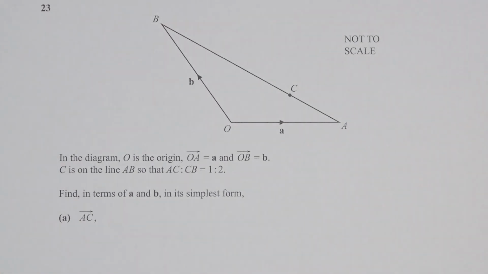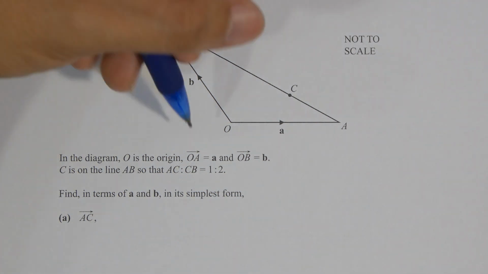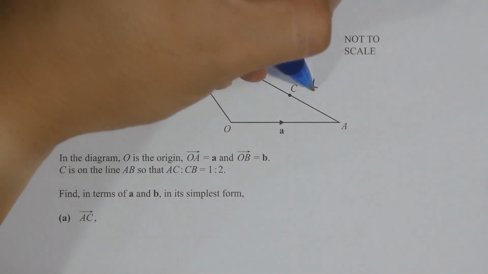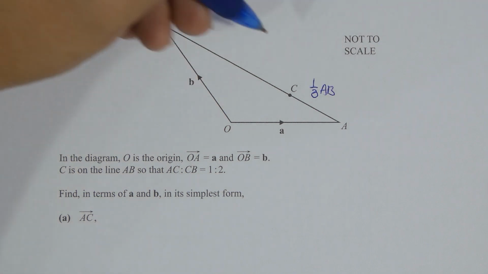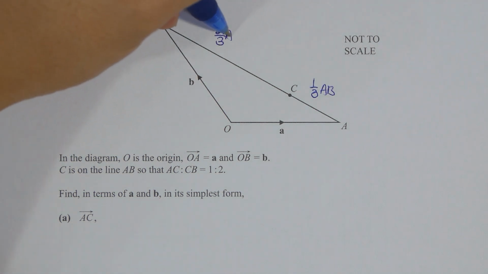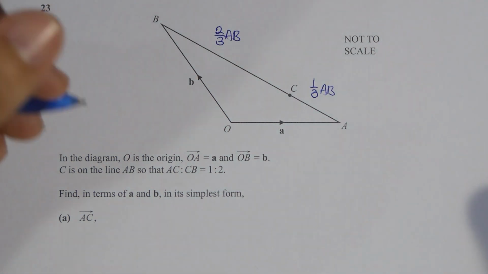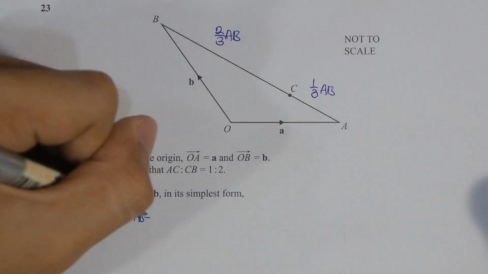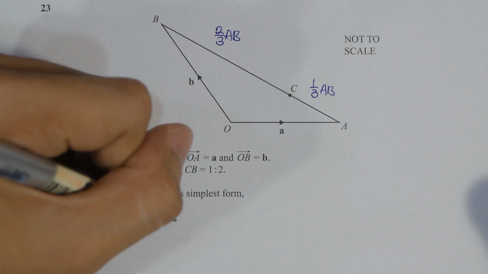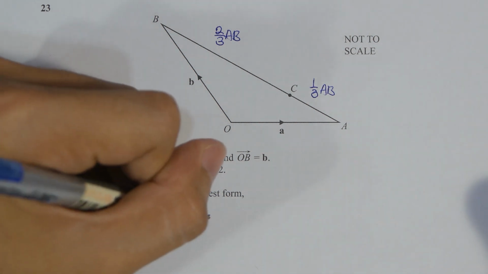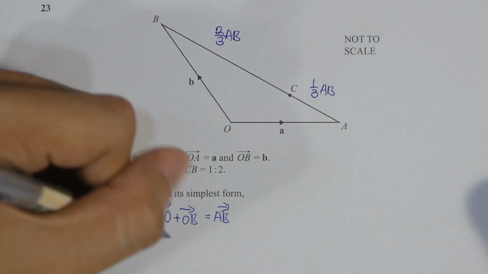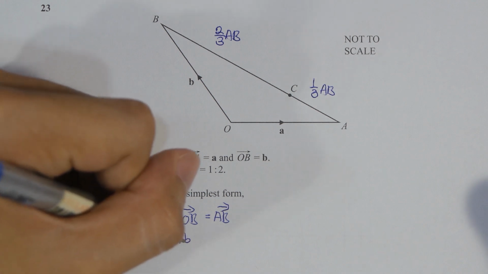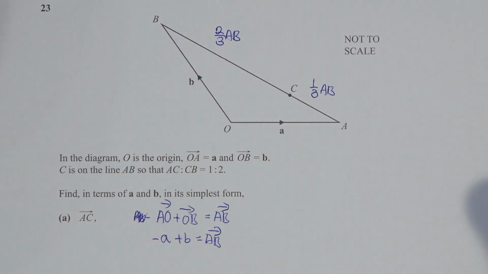For question 23, this one is actually a vector question. So let's fill up the information first. The keyword here is that AC to CB is 1 to 2. So BC value will actually be 2 over 3 AB and CA's value will be 1 over 3 AB. So for you to get AC, it's actually 1 over 3 of AB.